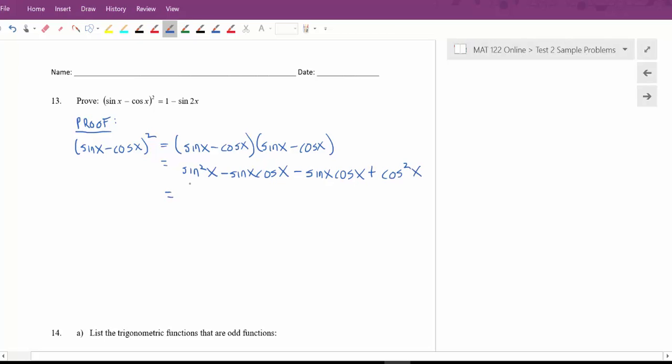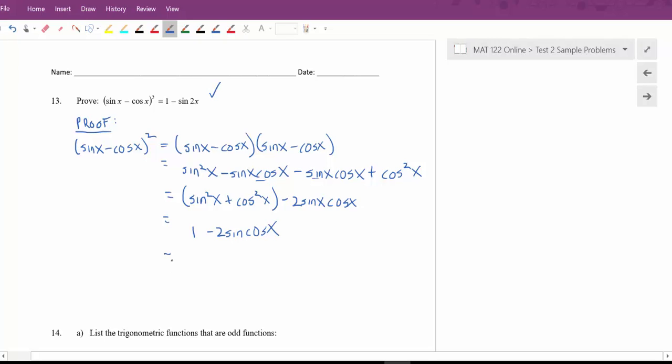Okay. All right, so I'm going to rearrange things a little bit. You could actually bypass this step if you wanted to, and I wouldn't fuss at you. I'm going to put those together, and then these are like terms, so that's minus 2 sine x cosine x, because those are like terms. Okay. So what I end up with, of course, is this is 1. That's an identity. Minus 2 sine x cosine x. That's what we're trying to prove.